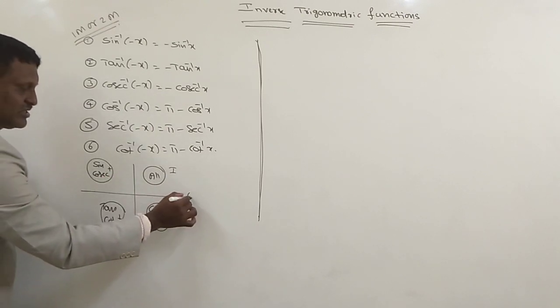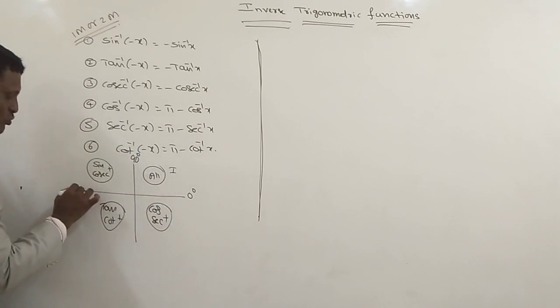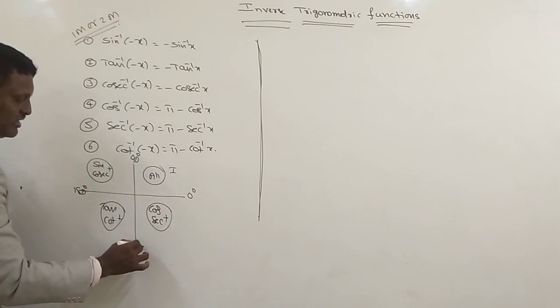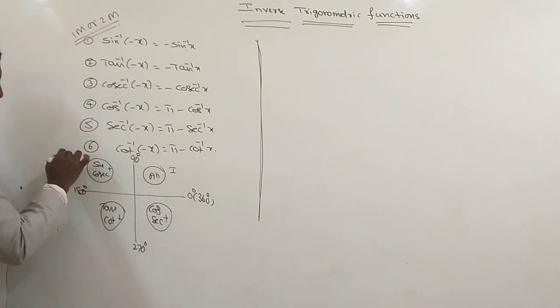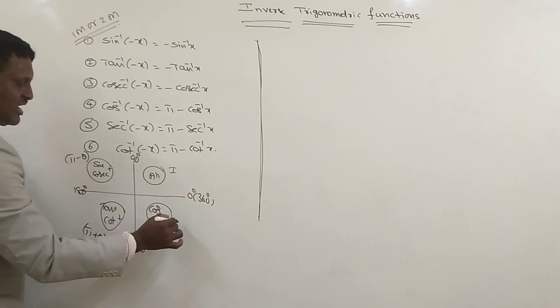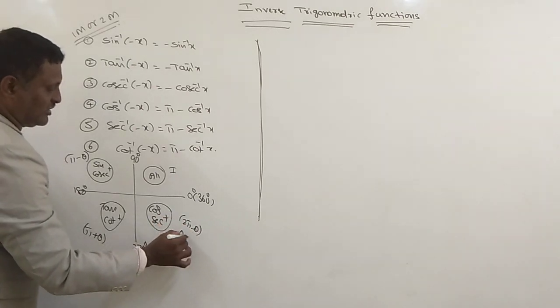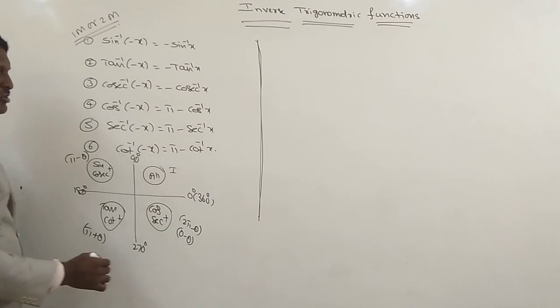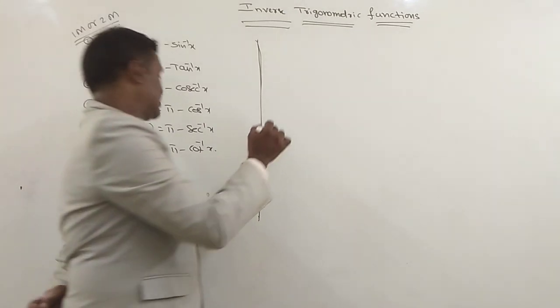Already we have discussed, I said also, this is 0 degree, 90 degree, 180 degree, 270 degree, and this is 360 degree. This we can write pi minus theta. This we can write pi plus theta. This we can write 2 pi minus theta, or we can write 0 minus theta. Both are also same. Now, concentrate.